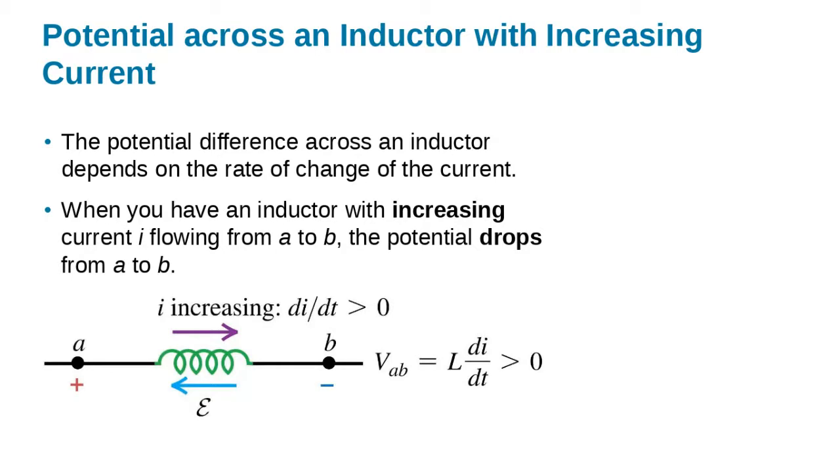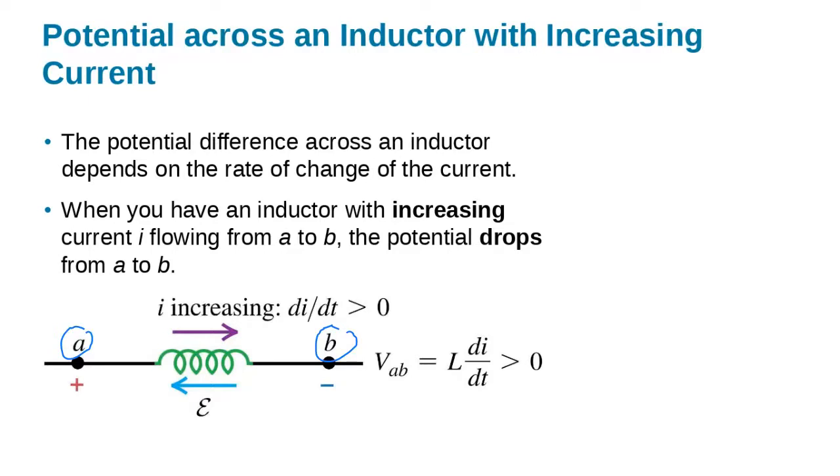But if we have an inductor with an increasing current, so again, the potential difference across an inductor depends on the rate of change of current. So if we've got an inductor where the current I is increasing, flowing from A to B, then we have a potential drop from A to B. So we've got a higher potential at A compared to B.